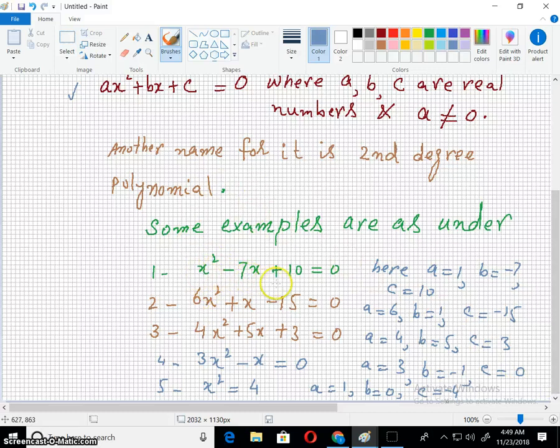x square minus 7x plus 10 equal to 0, 6x square plus x minus 15 equals 0, 4x square plus 5x plus 3 equal to 0, 3x square minus x equal to 0, x square equals 4. Let's solve a question.